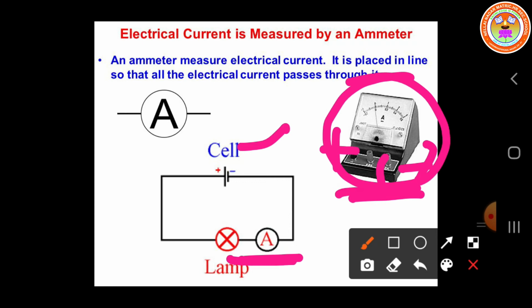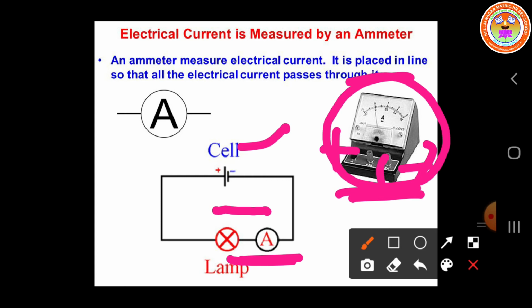That ammeter should be connected in series. Series means the electrical components should be connected one after the other. So after the bulb we have connected the ammeter. So this is the type of series connection. So an ammeter must be connected in series in a circuit.